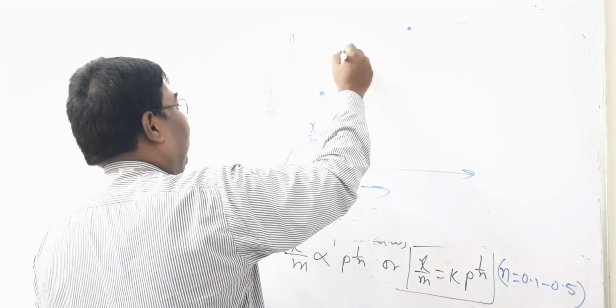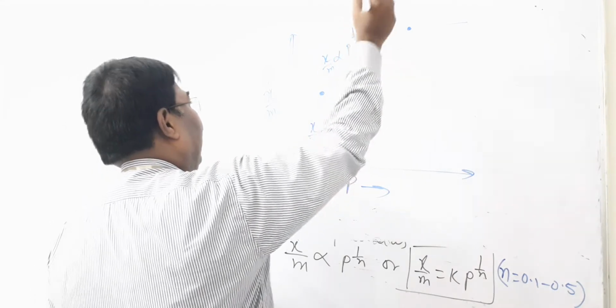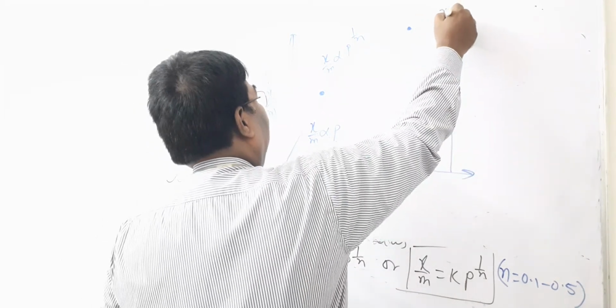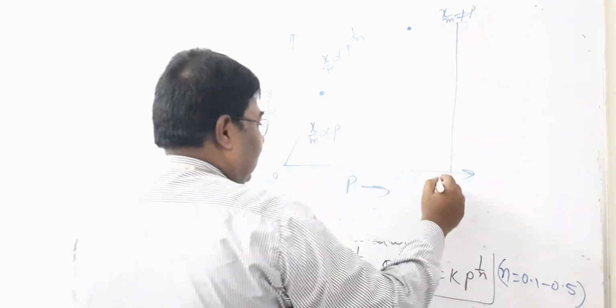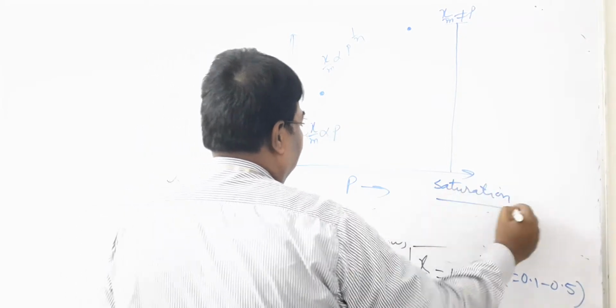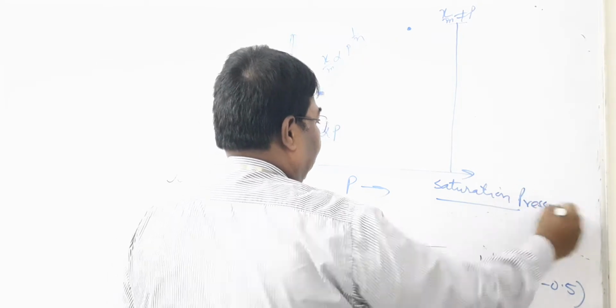In this bent part, x by m is proportional to p to the power 1 by n, and after that x by m is independent of the pressure, and this is the saturation pressure. When x by m doesn't depend upon the pressure, then it is said to be the saturation pressure.